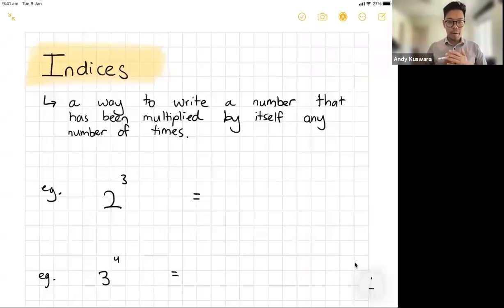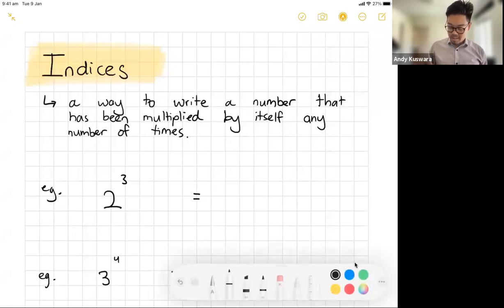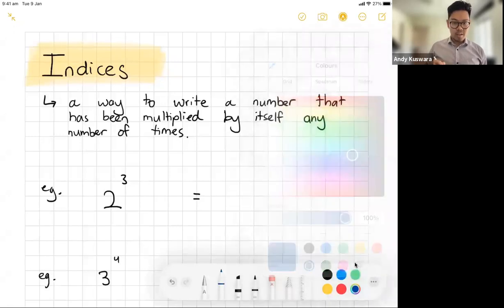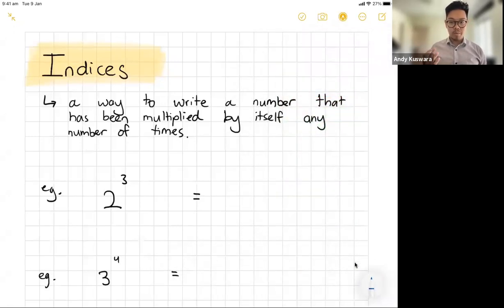Speaking of power and energy, what a segue. Today, we're going to be talking about the indices. All right, indices. Now, what are indices? Indices are just some sort of fancy way for us to write a number that has been multiplied by itself any number of times.